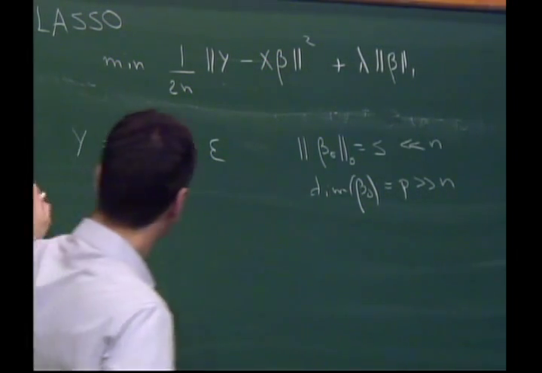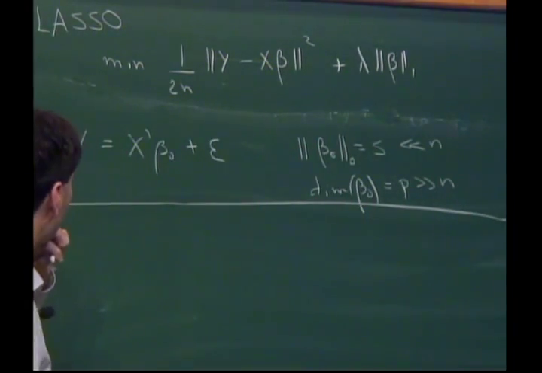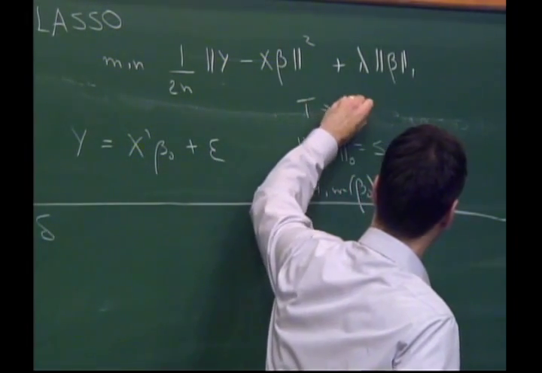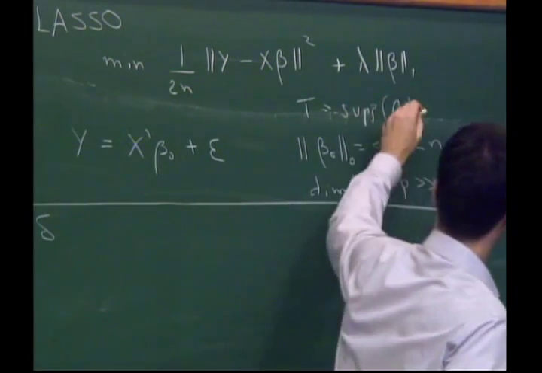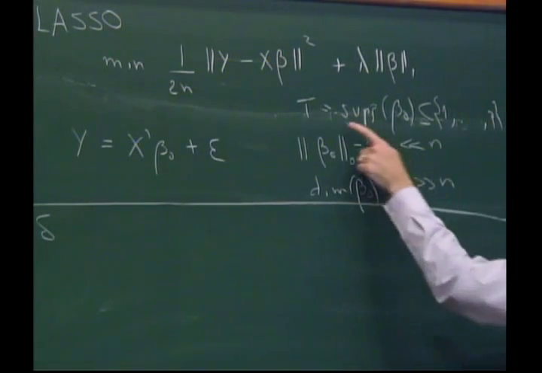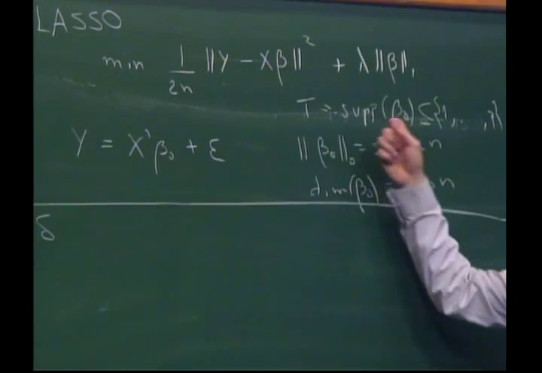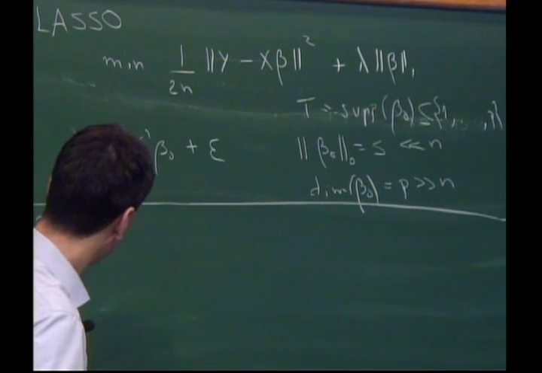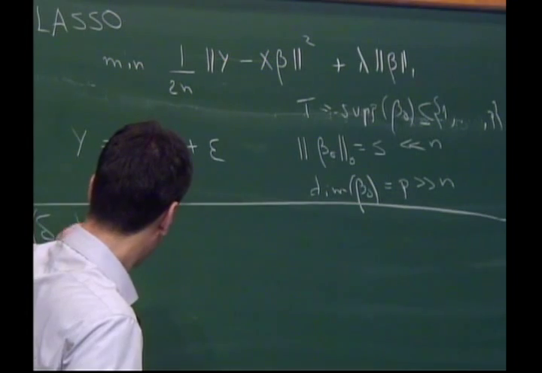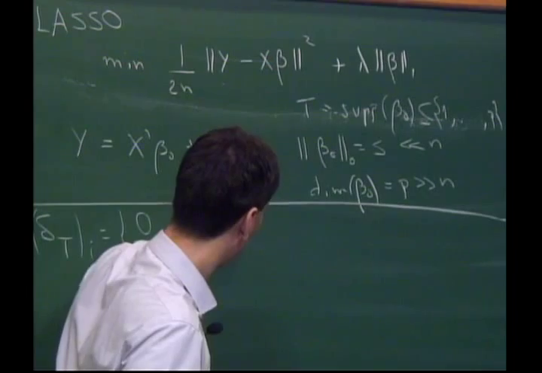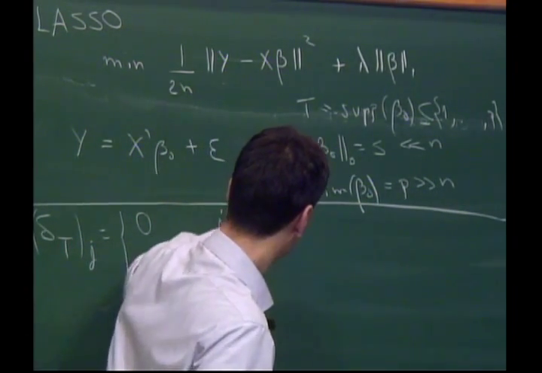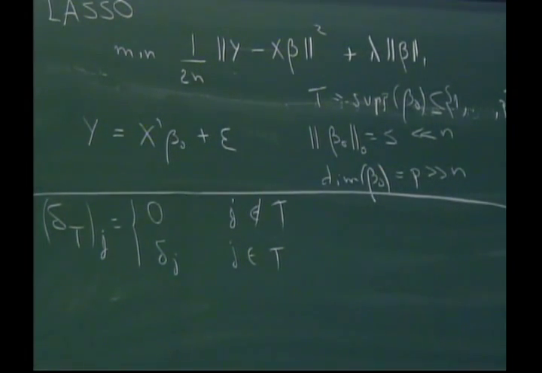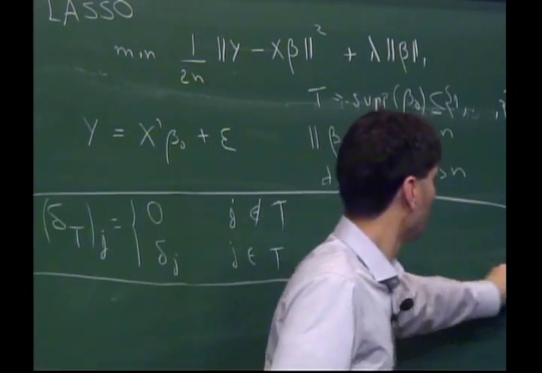So if we want to analyze this now, under this extra assumption, let me just introduce one notation. If I have a vector delta, I'm going to denote T the support of beta naught, which is contained in 1 through P. So this is a set with cardinality S, containing the indices associated with the non-zero components of beta naught. And if I write delta_T, this is a vector whose j-th component equals 0 if j does not belong to T, and is delta_j if j belongs to T. So it's essentially a truncation to the set T. That's going to be useful in what's going to happen now.